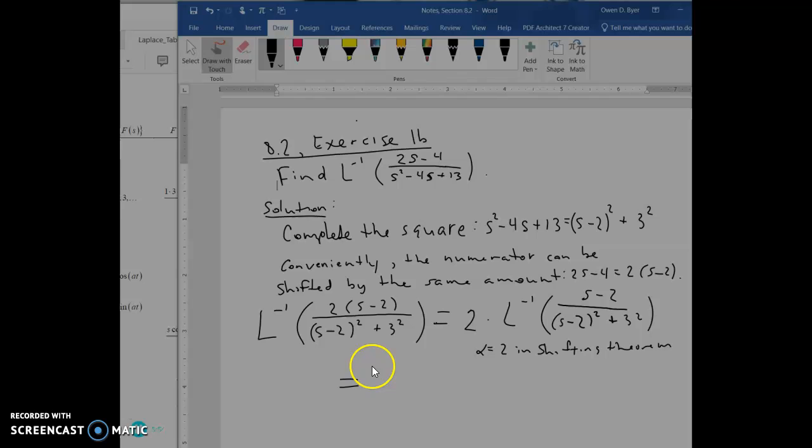All right, so when we come back here, this is alpha equals 2 in the shifting theorem. So that means we know we need to start off with an e to the alpha t, and then that fits into the cosine, and a equals 3 came from 3 squared here. So we get e to the 2t times the cosine of 3t as our final inverse function for this example.